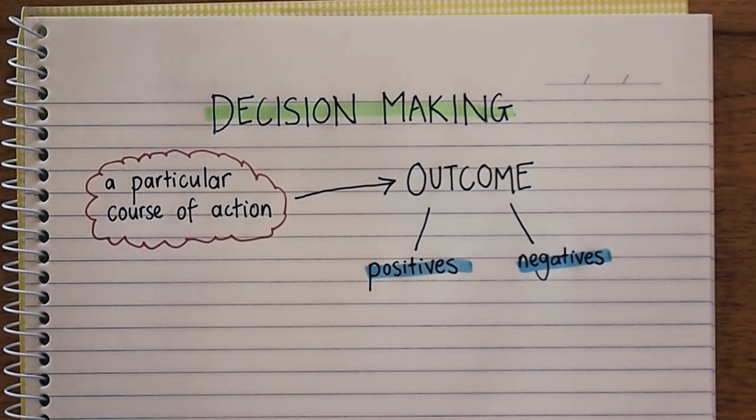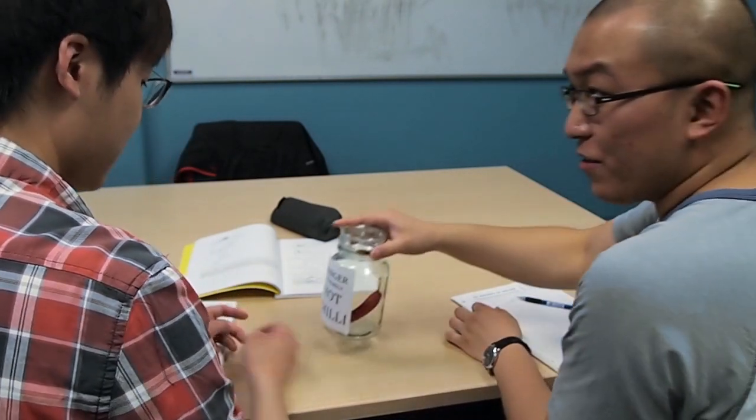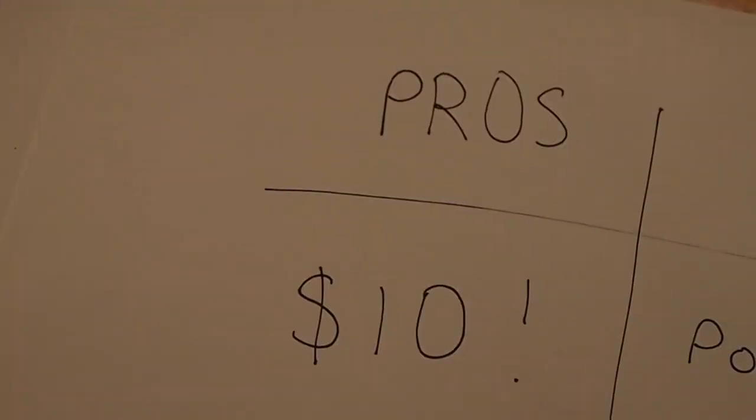There are individual decision-making techniques. Felix? Hey? $10 if you eat chili. And there are group decision-making techniques. Okay guys, who think Felix should eat this chili?